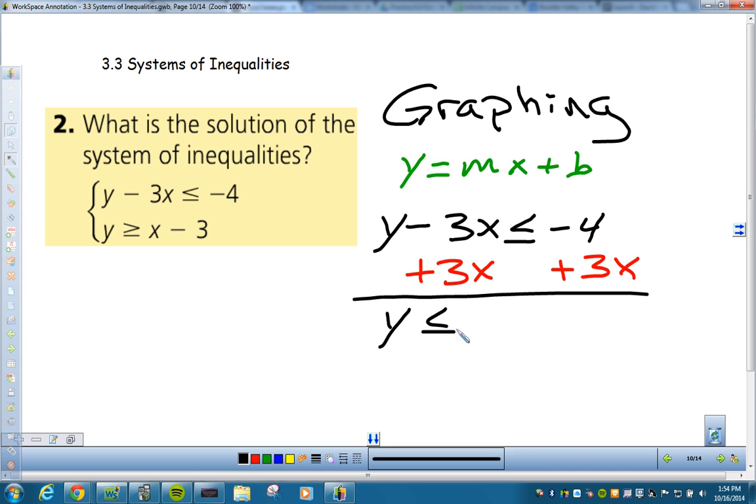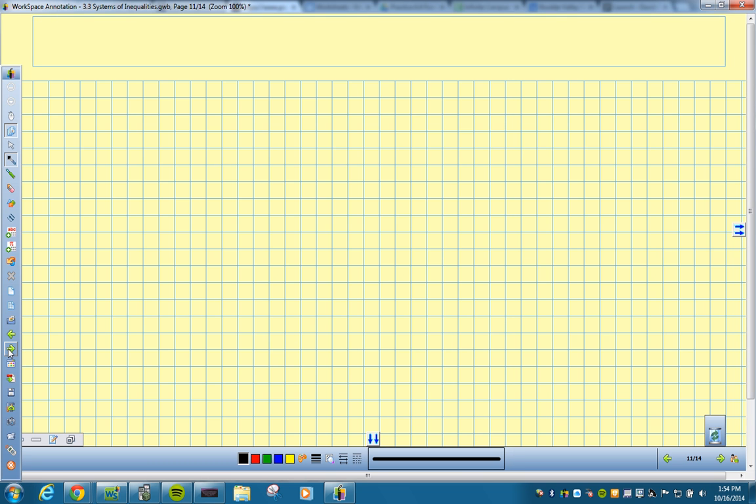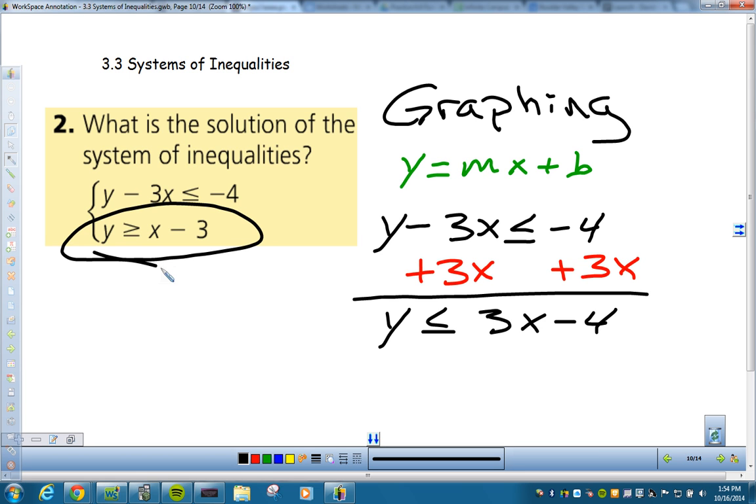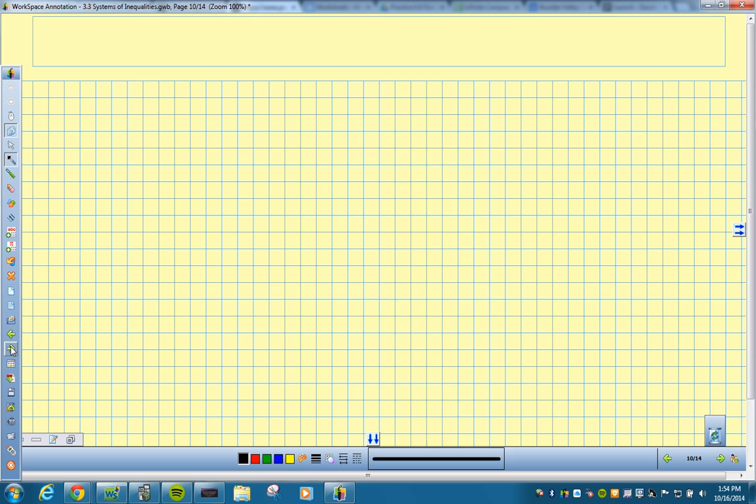Y is less than or equal to 3x minus 4. This one is already in slope-intercept form. Okay? So we're going to graph this now. Right here. There's the second equation. Graph, and we're going to shade these inequalities. Do we have dotted or solid lines? Solid lines. Okay, we good? So we're going to graph these things.